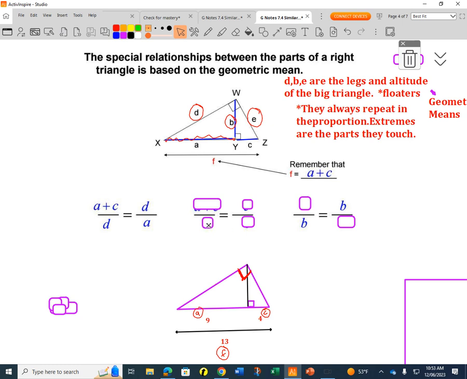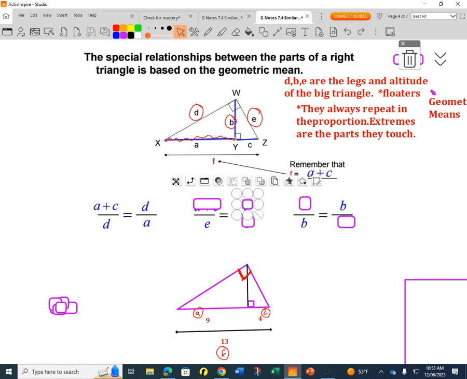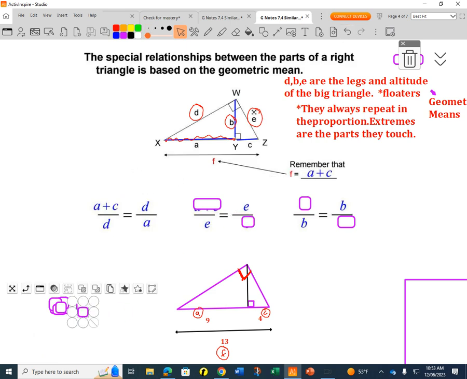Now the relationship for the geometric mean, that's the length of the other leg of the right triangle. Remember, bottom left, top right. So E, right here, the length of the short leg, its extremes are this part of the hypotenuse that this side touches, right here, C, and also that whole length of the hypotenuse, or A plus C.